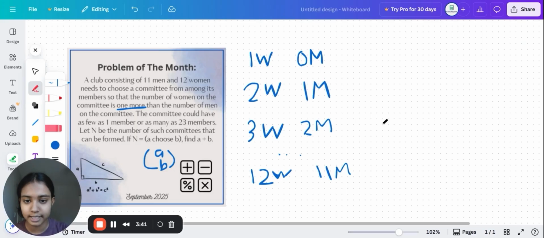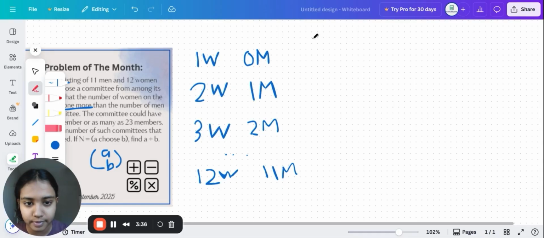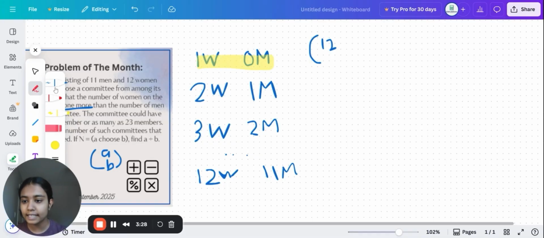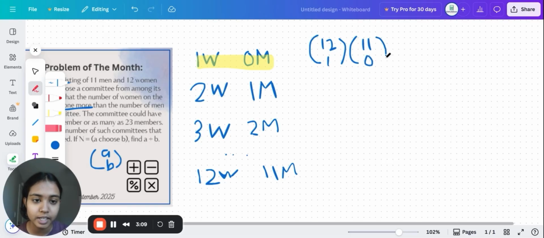Now that we have all of these scenarios listed, let's think about the combinatorics we can use. We know we could have a maximum of 12 women. In this first scenario, of these 12 women we need to have 1 woman be part of the committee, so this would be 12 choose 1. That is our first combinatoric. Then with 11 men total, we are choosing 0 men from those 11 to be part of the committee. That will be our first set.